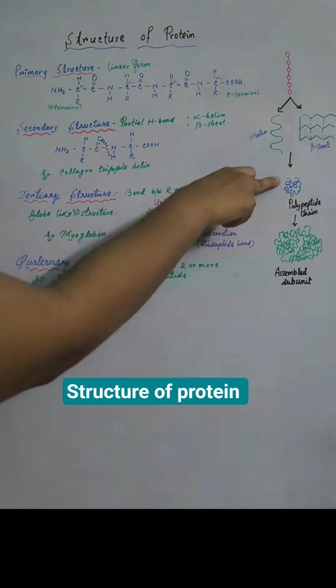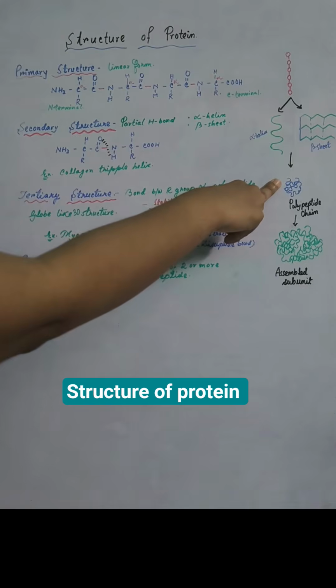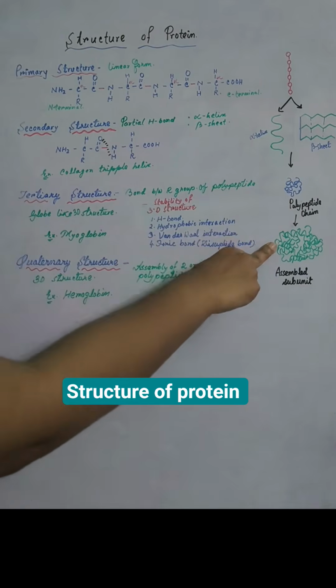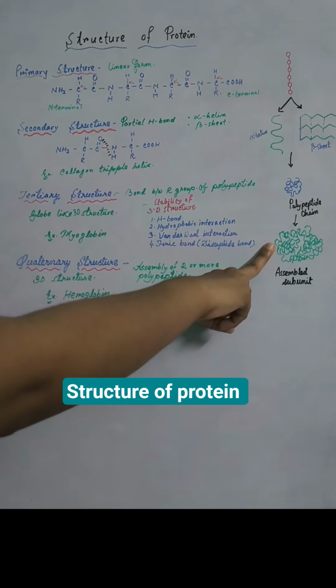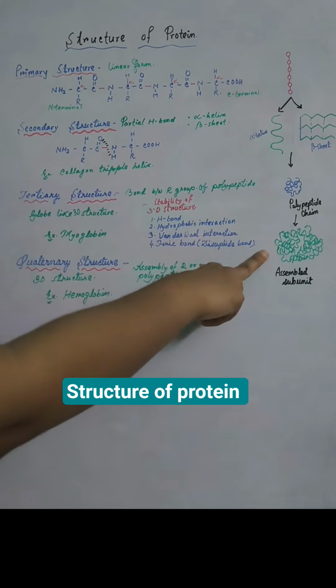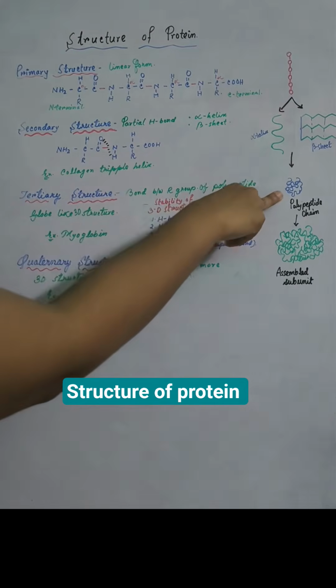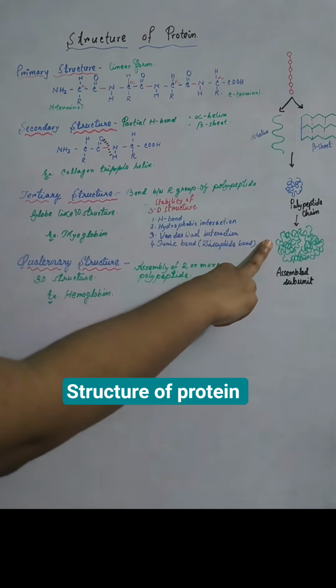So here this is one polypeptide chain, forming a tertiary structure. And here there are two or more polypeptide chains that are assembled and forming the quaternary structure. So the first one is the primary, the second one is the secondary, this is the tertiary, and this one is the quaternary structure.